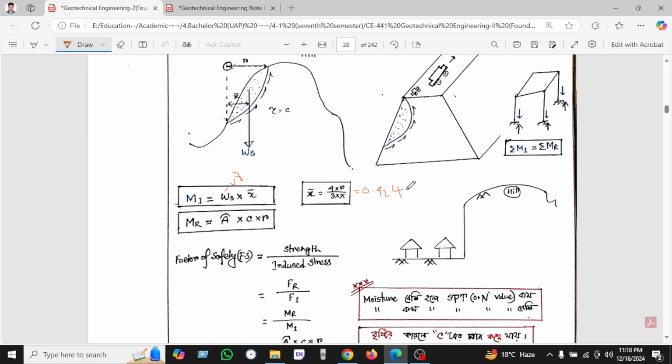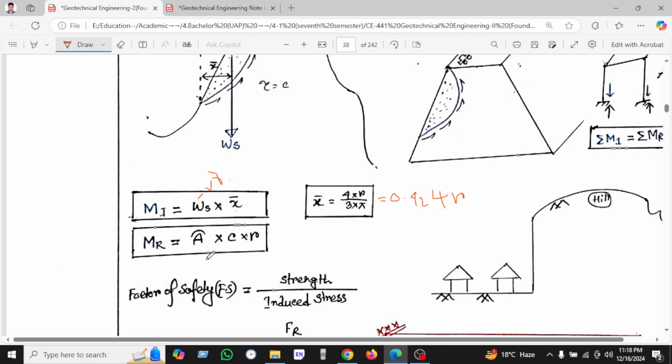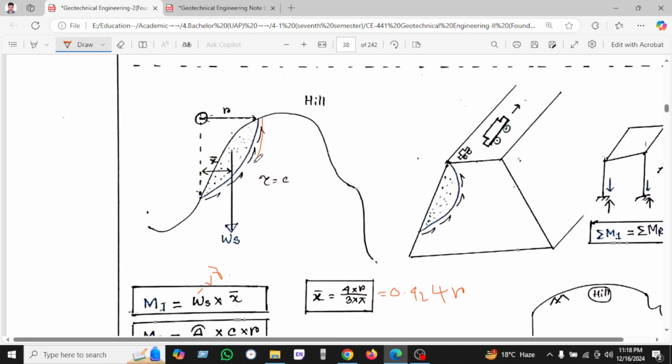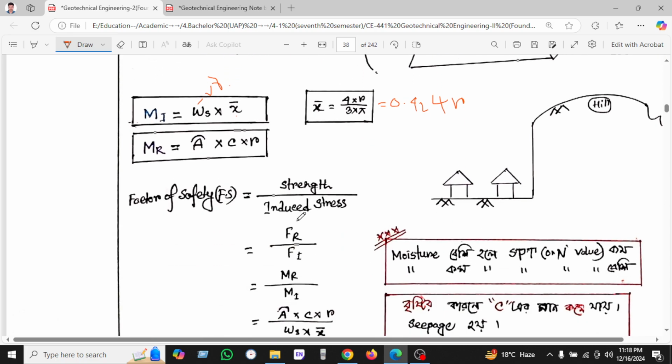r, or 4r divided by 3 pi. We can see another one, the resisting moment, where A is the surrounded area, C is the shear strength, and R is the radius.